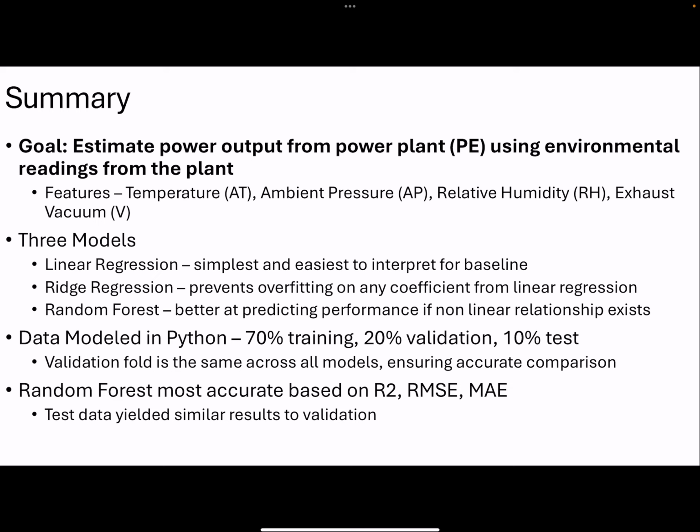It's also a supervised learning problem because the data sets provide both input features that we just mentioned and the output, which is PE. The model is going to learn by comparing its prediction to these known outputs and adjusting to minimize error.